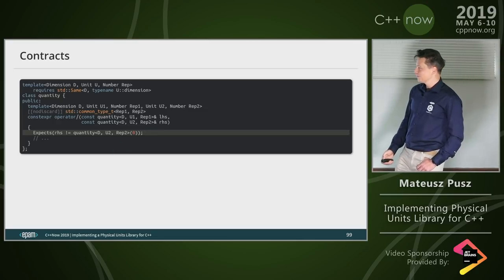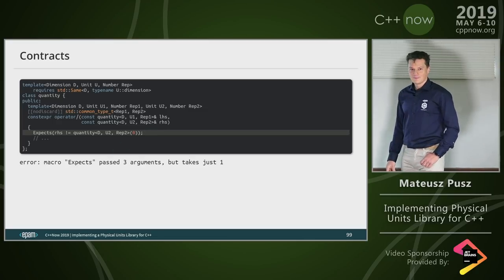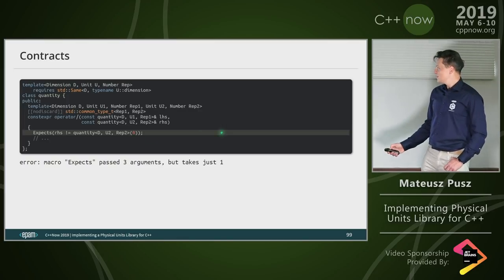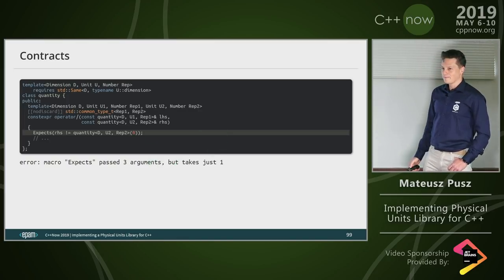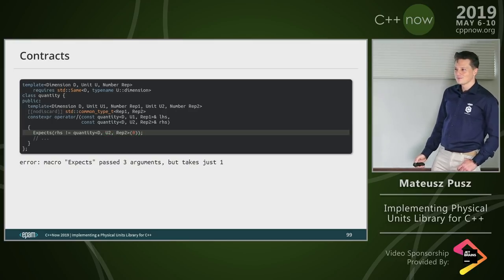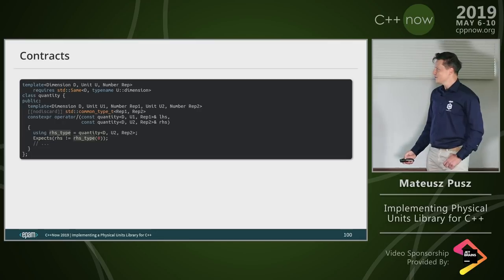And what do I get? I get a compile time error. Expects passed three arguments but takes just one. What does it mean? It means that for the macro, this is the first argument, this is the second one, this is the third one, because there are commas. So I can do this, make an alias and put the alias here, and it works, yes?